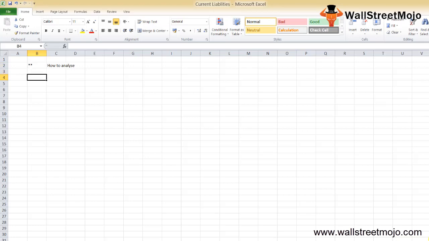Some of the very important ways by which you can analyze the current liabilities on the balance sheet are as follows. The first one is working capital. Now, what do we mean by working capital? Working capital is basically the capital which works in the organization. So working capital can be calculated as current assets less current liabilities. That's your working capital. A company's liquidity position can be gauged by analyzing its working capital.